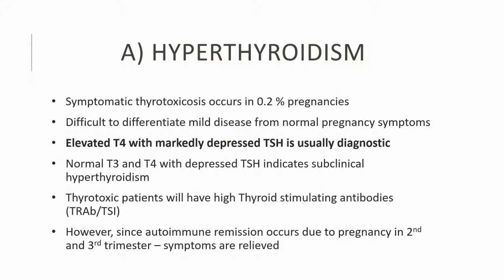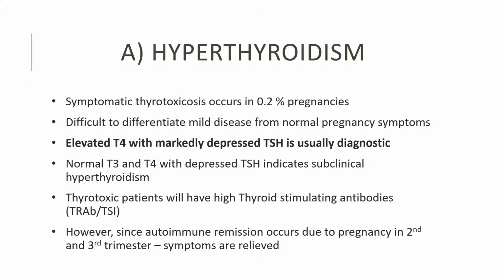Elevated total T4 with markedly depressed TSH is usually diagnostic, but you should know how much T4 should be elevated, and what markedly depressed means. It is either undetectable or very depressed, less than 0.01, but it depends on your assay detection limits. It can be very, very low, like 0.001, 0.0001, and so on. So you should know what markedly depressed TSH means.